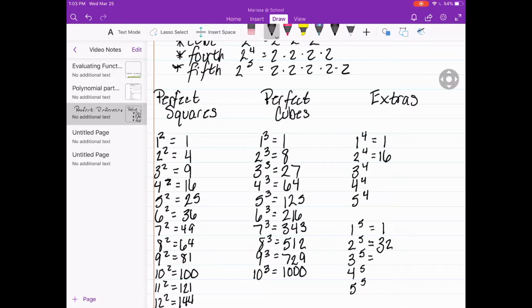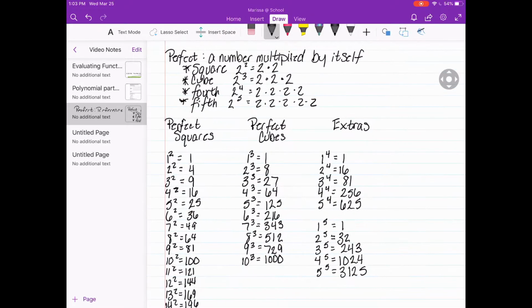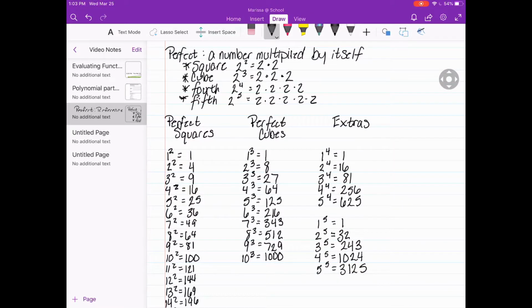So you're going to do that same exact thing. If you need to use the calculator, you're more than welcome to use the calculator again. So fill out the rest of your extras column. All right, and that's all you need. So this is just a reference page for you. Make sure you check your numbers here. Make sure that they're the same as what I have.